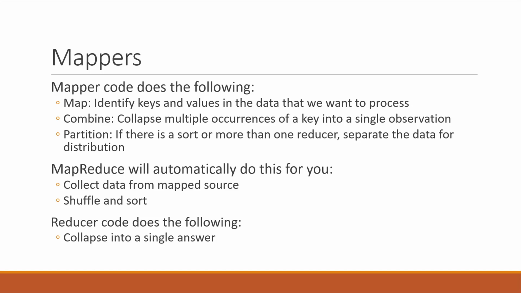However, there are a couple of optional phases, such as the combine phases. So if you have multiple occurrences of a single key and you want to collapse those into a single observation, that's really what the combine is all about. And then partitioning, like I mentioned before, if you have more than one reducer, or if you're trying to push results into two separate directions, for example, then you may need to partition those results in order to handle that. But the only phase that is absolutely essential is the mapping phase. The others are optional, but can be incredibly useful.